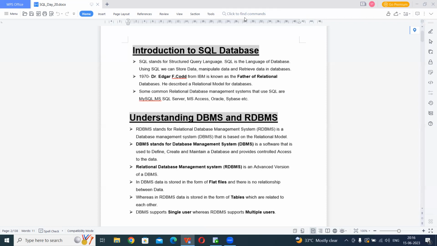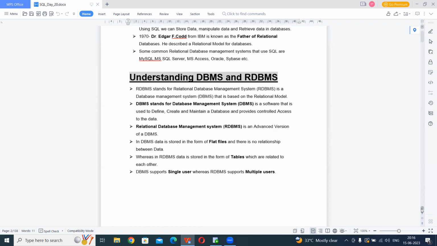So now we'll go for the differences present between DBMS and RDBMS. First we'll understand what is DBMS and what is RDBMS, then we'll go for the differences. RDBMS stands for Relational Database Management System. It is a database management system that is based on the relational model.